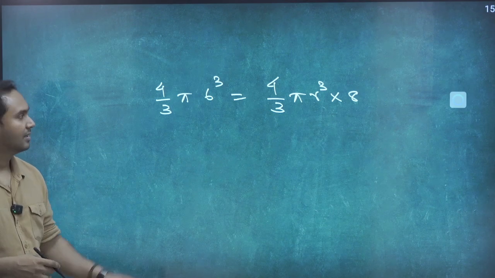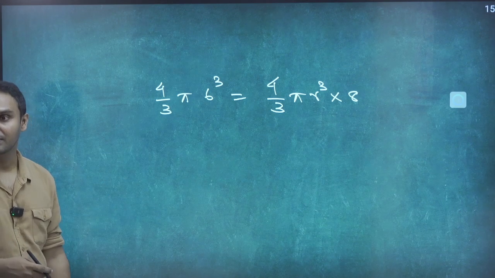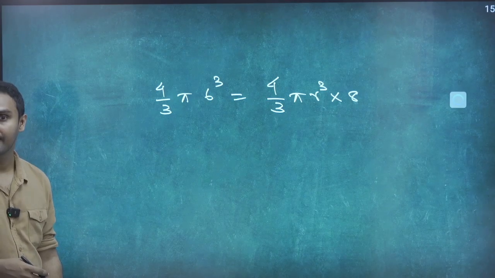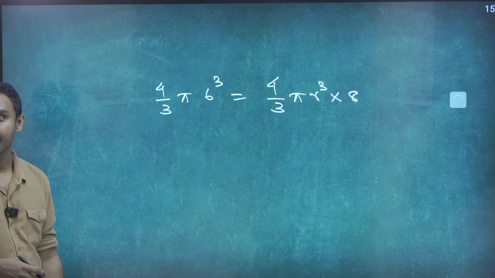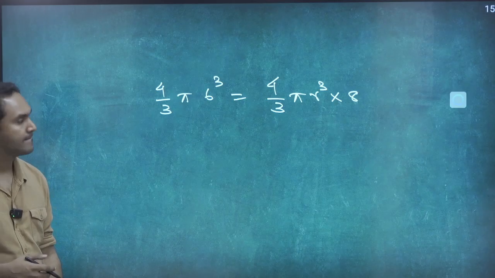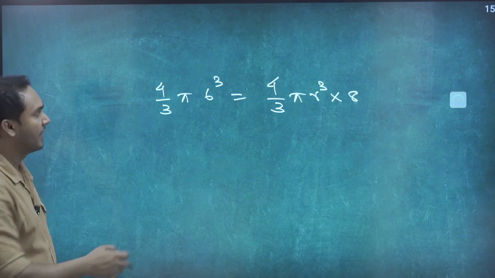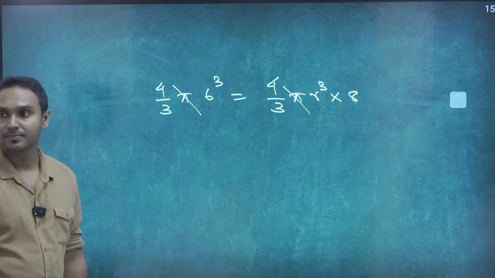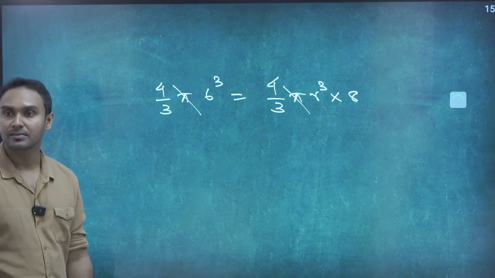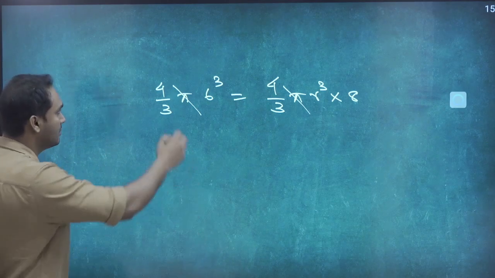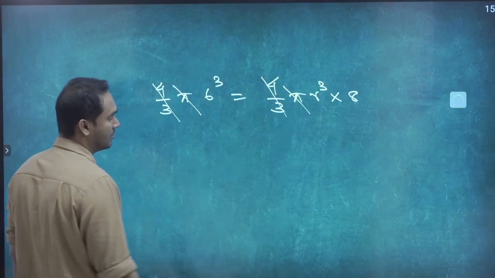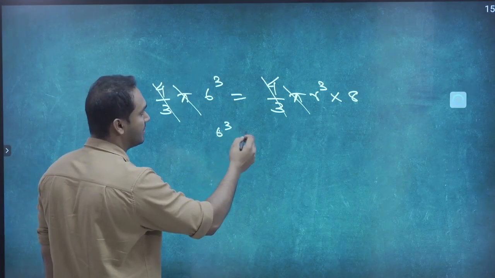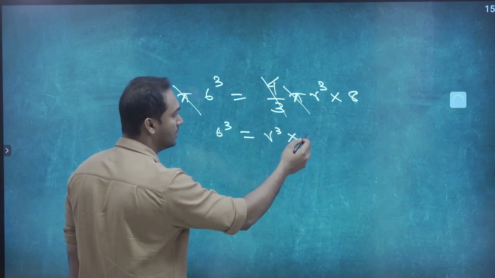So what happens here? What cancels out first? Pi cancels out. What else is cancelling out? 4/3 and 4/3 cancel out. So what's left? 6³ equals r³ times 8.